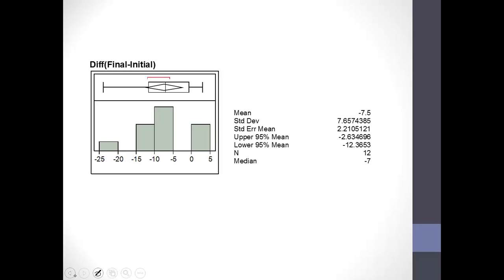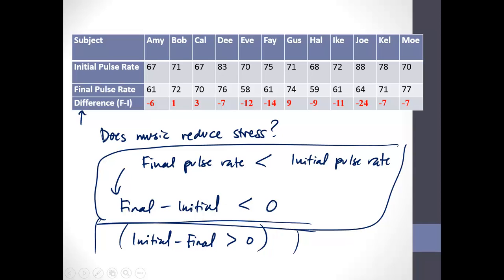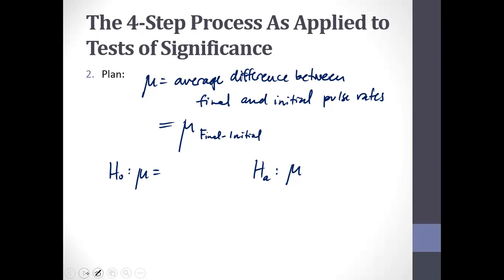So again, going back to this box right here. If I want to see if my final is less than my initial, that means that my final minus my initial is less than 0. So my alternative hypothesis is that it's going to be less than 0, and then I can fill in the same number in my null. So I'm going to assume that there is actually no difference, that the final and initial rates are the same, and see what evidence I have against that.